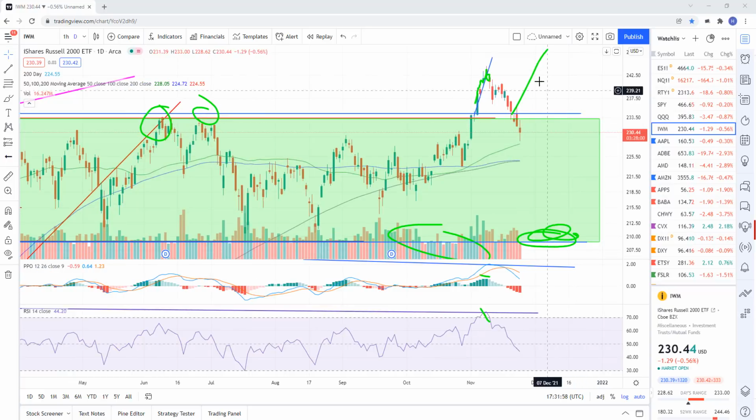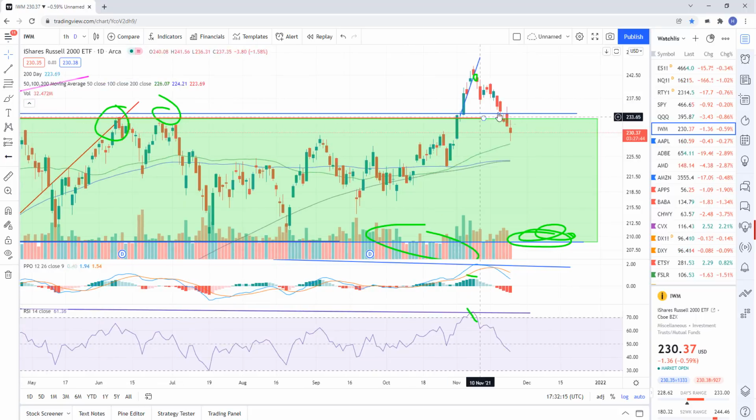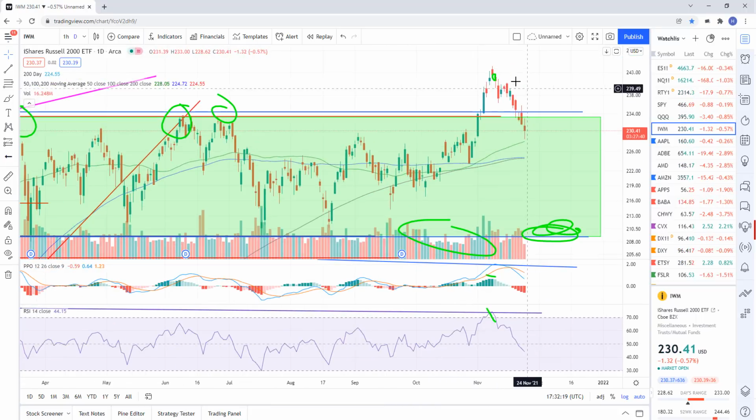Also, here's the small caps, IWM. So we have not held that support zone like you would expect. This is the big sideways range that the IWM has been in for almost the entire year of 2021. And you can see we've held this resistance, this range. Well, we had a breakout right there. So there's your breakout.